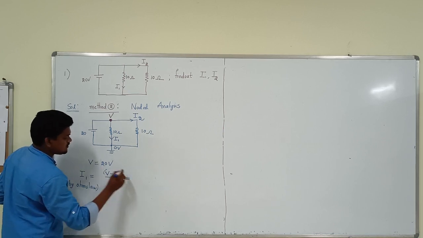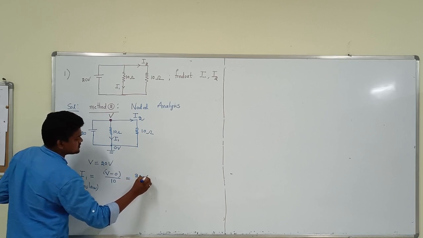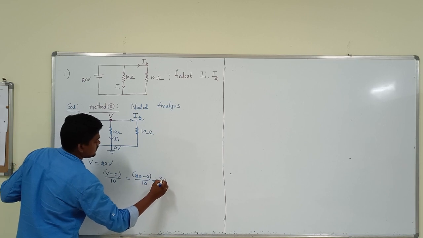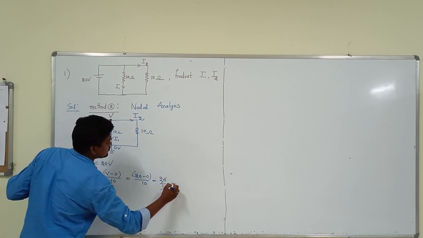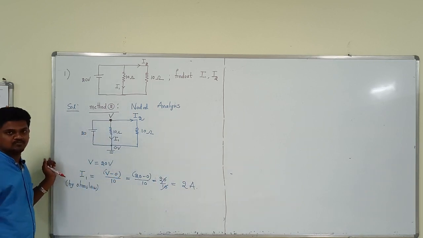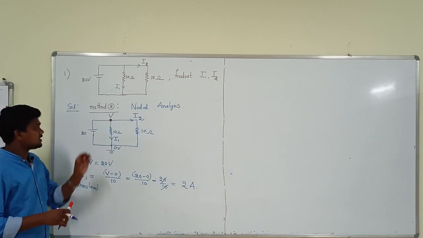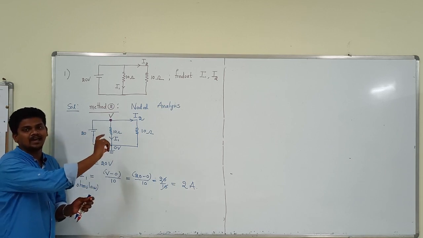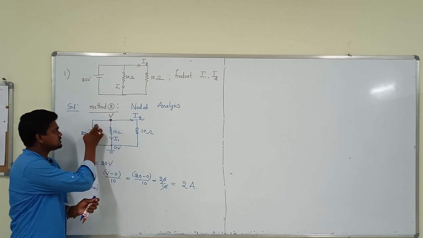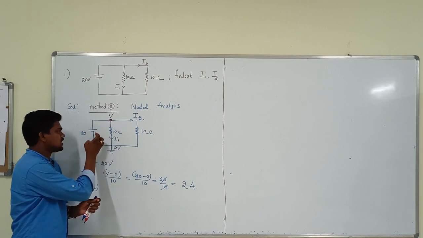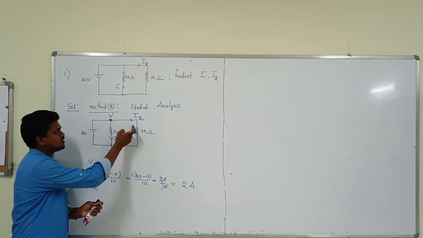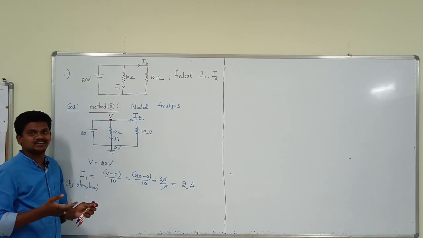But we know what the V value is. V is 20, so (20 minus 0) by 10 ohms. 20 by 10 is simply 2 amps. Understand? Why? In a circuit we have a number of parallel branches. Parallel branch means one point is connected to this and another point is connected to this, positive is connected here, negative is connected here, like that.